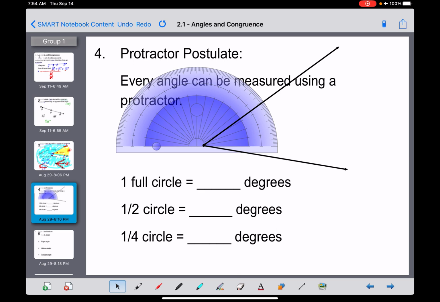Anyway, you'd kind of spin the protractor and read the numbers on the outside right there, and you can figure out how big that angle is.